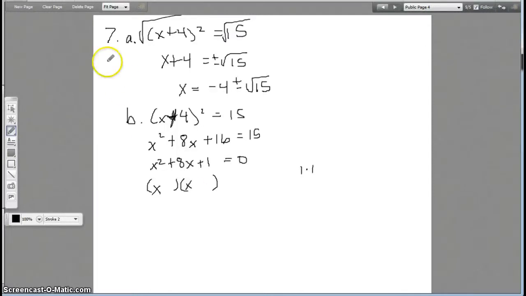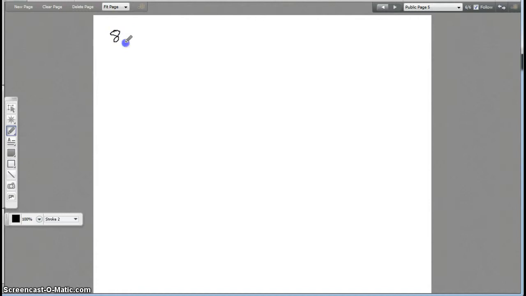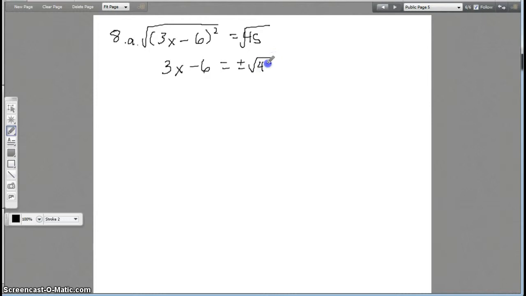So now let's look at problem number 8. Problem number 8 says this exercise is about the equation 3x minus 6 squared equals 45. For part A, it says to solve it by the square root method, simplifying your answers as much as possible. So when you're solving by the square root method, we take the square root of both sides. So that's what I'm going to do here. The square root of 3x minus 6 squared is just 3x minus 6. The square root of 45 is plus or minus the square root of 45.